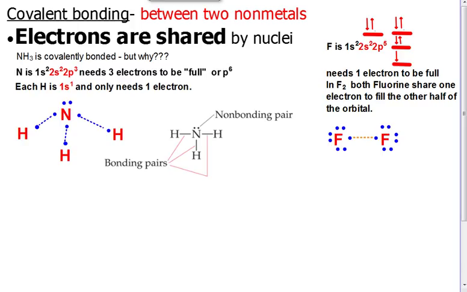Say again? Share or work together. So they're sharing or working together. They're valence electrons. What about the inside electrons? Don't care about them. You can't get to the middle without going through the outside. It's just the outside that we care about. So it's the outside electrons that are being shared.